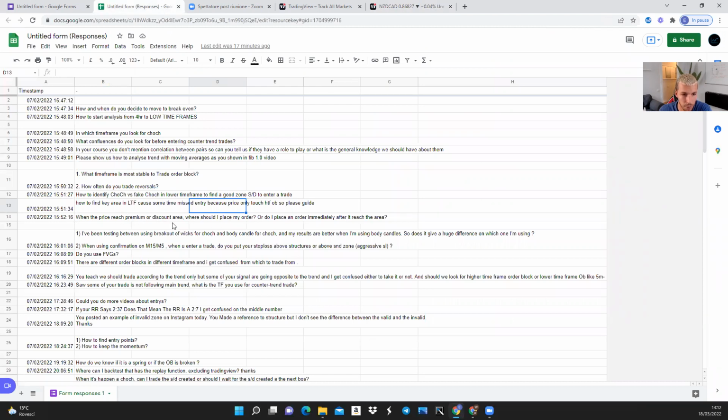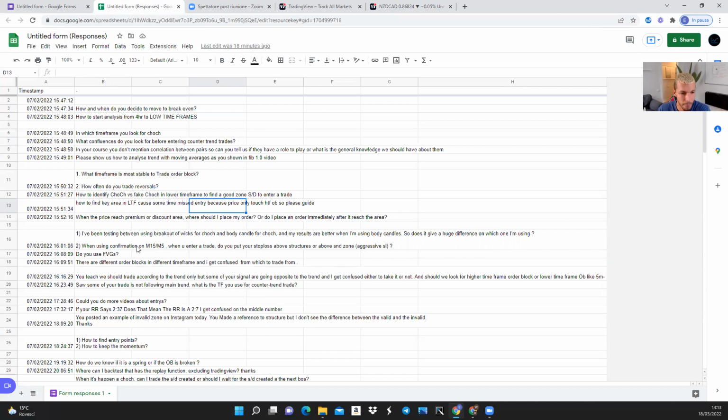Where price reaches a premium or discount area, where should I place my order? At a valid order block that is valid on that time frame. I've been testing between using breakout wicks for change of character or body candle, and your result is that body candle works better for you. If it works better and you backtest it, then use it. For me personally, I backtested it, and for me wicks work better. But it depends on which time frame you're looking for change of character, because this is not specified. So maybe on my time frame it is a wick, on your time frame it is a body candle.